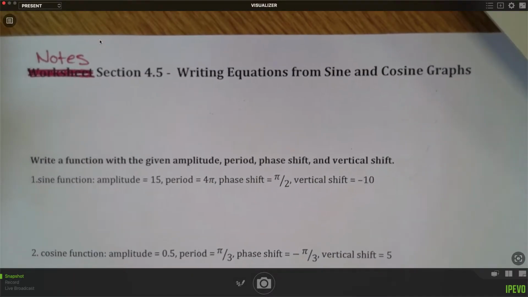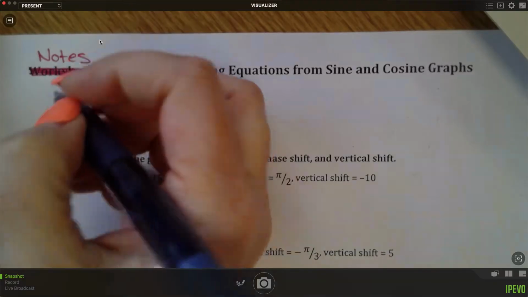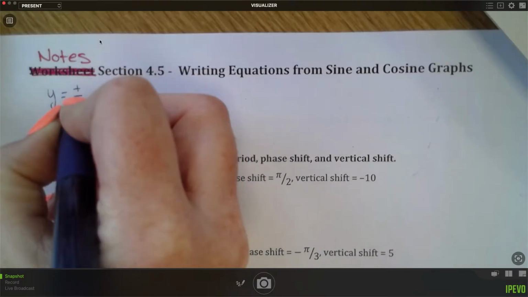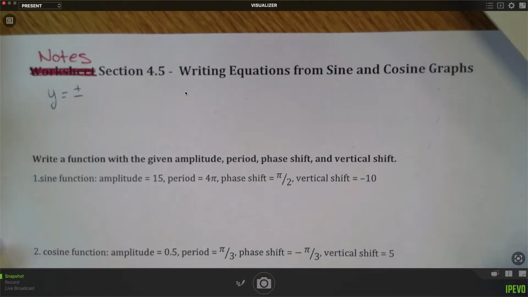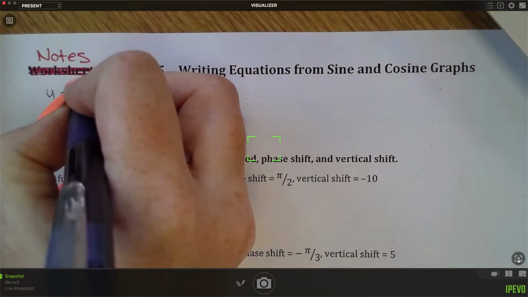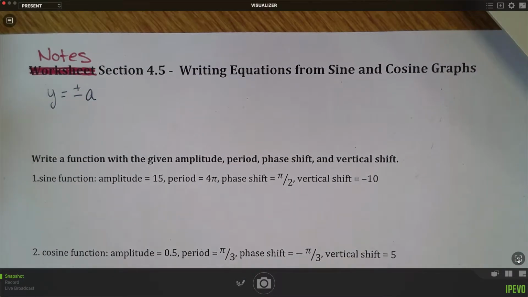So we are going to learn to write the sine and cosine equation. So we need to first remember what the sine and cosine equation looks like. So I have y equals plus or minus. What's that plus or minus do? Reflects it over the horizontal axis, correct? Okay. A, what's A? Amp. And the amp is the distance from the center of the curve to the top and the center of the curve to the bottom, right?